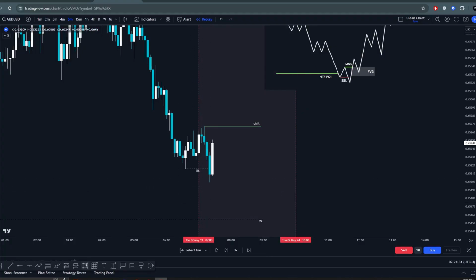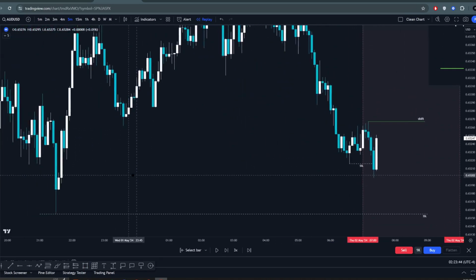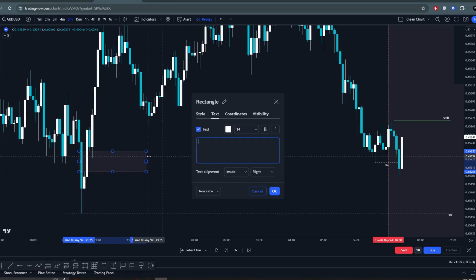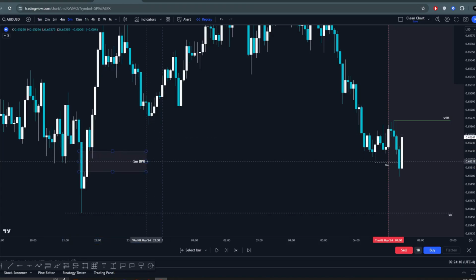Let's try to look if this price action right here has reacted into a higher time frame point of interest. Let's look at the left side of the chart. If you look closely, right here we have a fair value gap, and in this candle also we have another fair value gap. When we have a double fair value gap, a bearish fair value gap and a bullish fair value gap, this is what we call a BPR. This is a balanced price range.